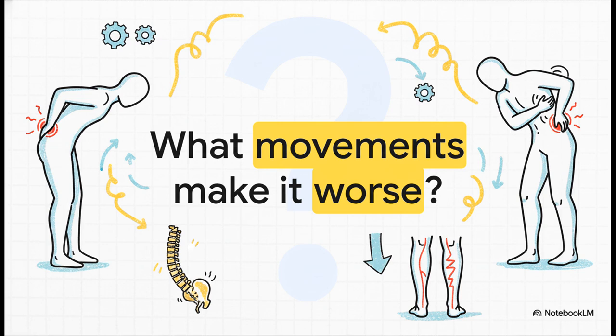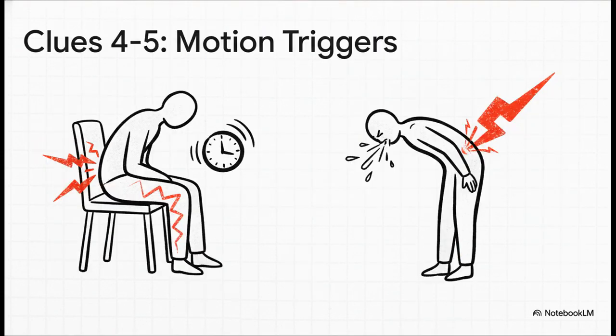Okay, next question for our investigation. What specific movements or positions really set this thing off? Your body's reaction to physical stress is, honestly, one of the most reliable pieces of evidence you can possibly gather. Let's look at 2 huge motion triggers. The first is what our source calls a truth serum, sitting. If you sit down and after about 15 to 30 minutes that leg pain reliably fires up, well, that's a big pointer towards a disc issue.